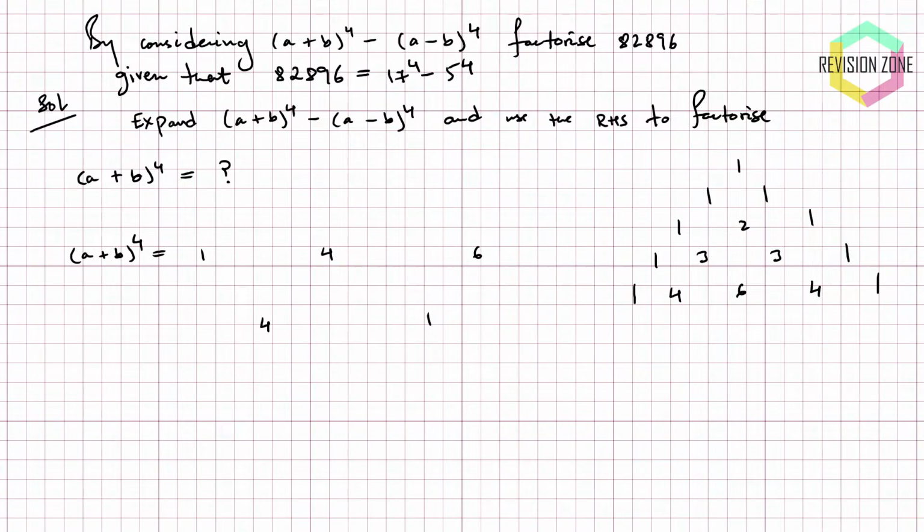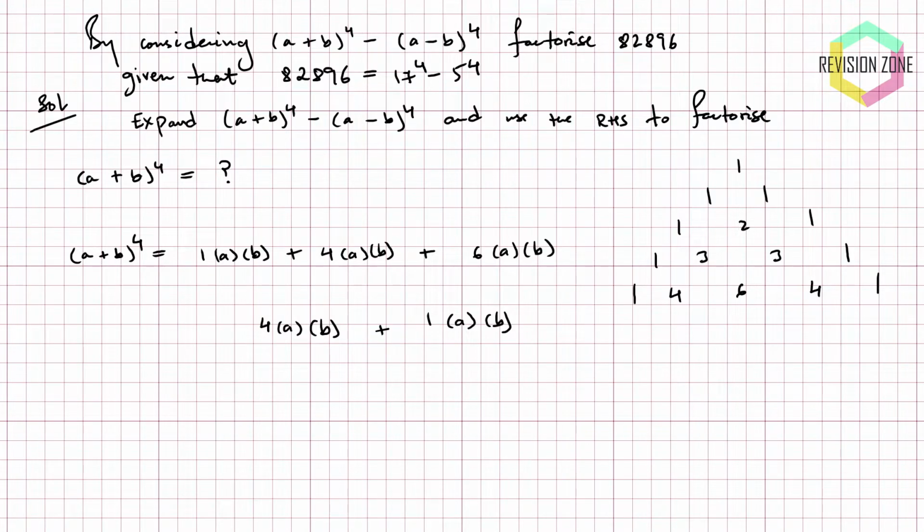And then I'm just going to write down the first number in my brackets that I'm expanding. In this case it happens to be a, so I'm going to write a in front of each of my coefficients. And I'm going to repeat this for b. So now I've got b in front of each of my coefficients. And now the only thing that's left is putting appropriate powers on the a's and the b's.